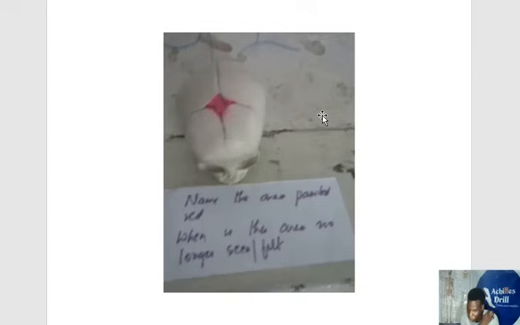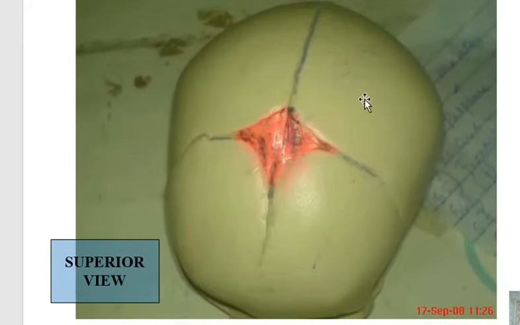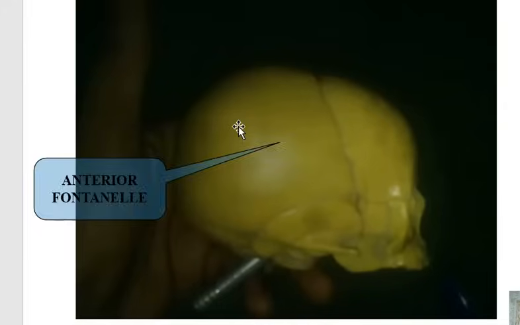Now this is another model. Can you take a look at this? Well, it's not too clear here. This is also a fetus skull. Can you tell me what region is in red here? This diamond shaped region is the anterior fontanelle of the fetus skull, and right here we're looking at the fetus skull from the side. I have a better picture for this. Here we're looking at the fetus skull from behind. That is the posterior fontanelle right here.